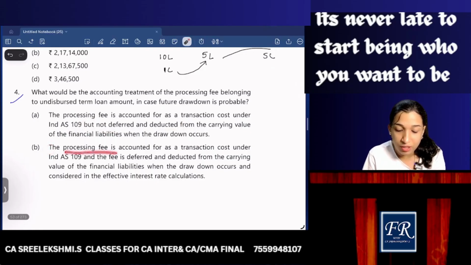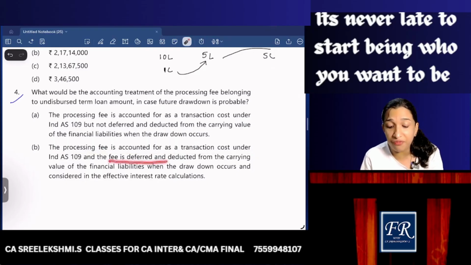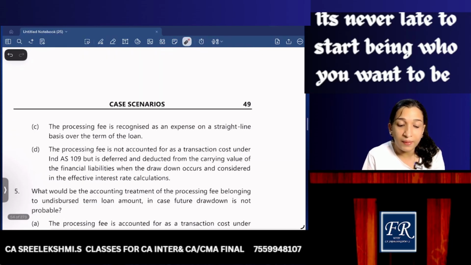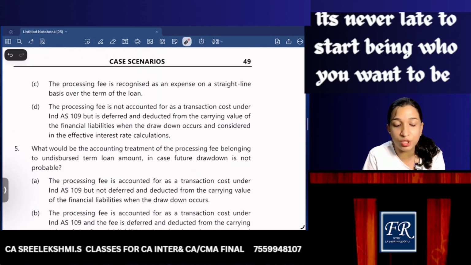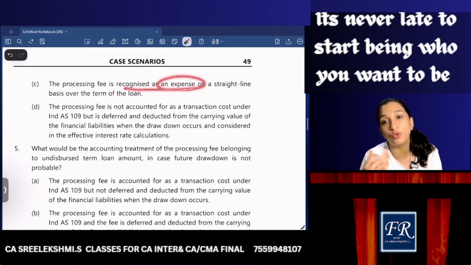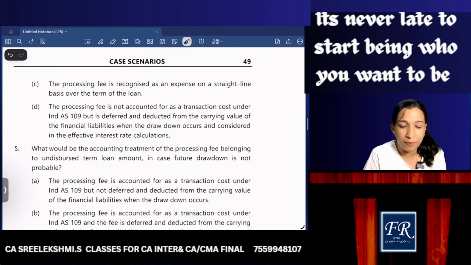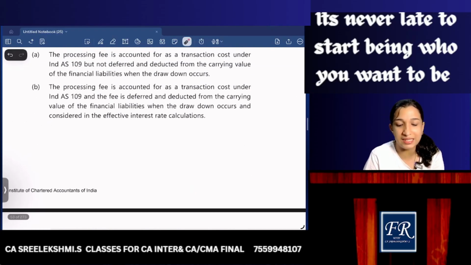Option B: the processing fees is accounted for as transaction cost under Ind AS 109 and the fees is deferred and deducted from the carrying value, when the drawdown occurs. Then, the processing fees is recognized as expense. No. See, processing fees will be recognized as expense if future drawdown is not probable. If you are not able to withdraw the balance amount, then processing fees will be recognized as expense. Then, processing fees is not accounted as transaction cost. Wrong. So option B is the right answer.